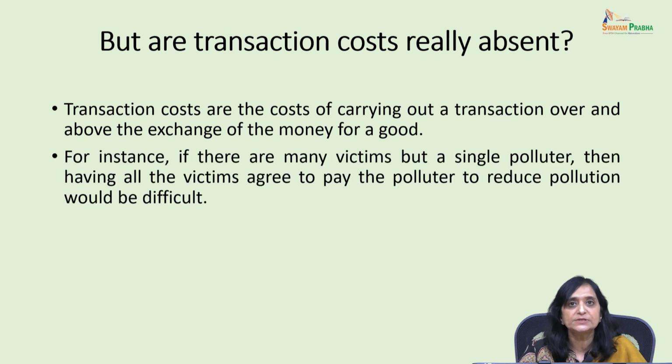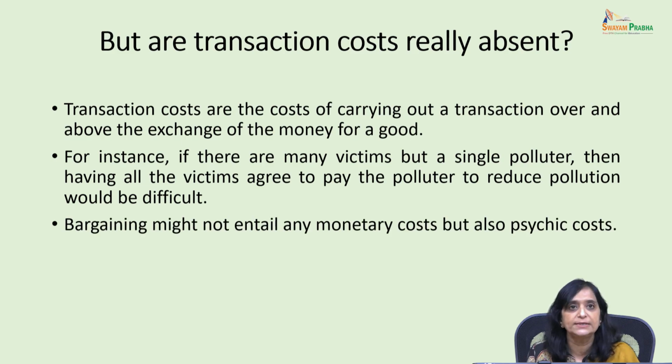But are they really absent? For example, if there are many victims but a single polluter, then having many victims agree to pay the polluter to reduce pollution would be difficult. For example, if the right to pollute lies with the polluter, and the victims should pay the polluter for not emitting, then if there are many victims, we don't know how many of them will actually be willing to pay, because they also know there's a free rider problem. If the rest of them pay and I don't pay, still the pollution will be controlled. So, effective bargaining will not take place.